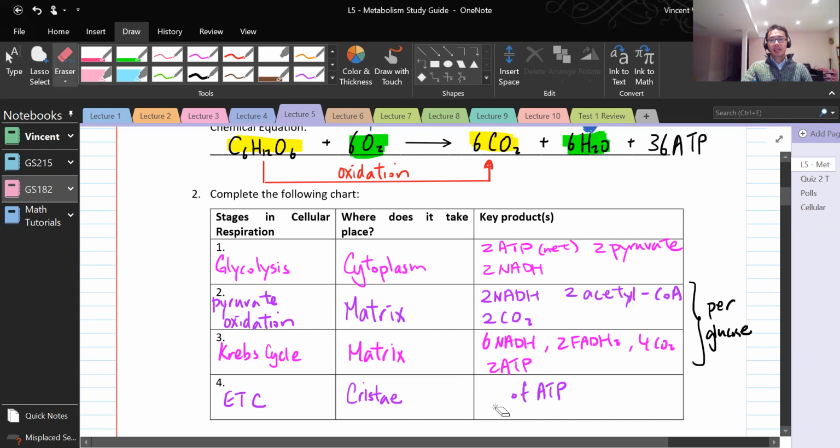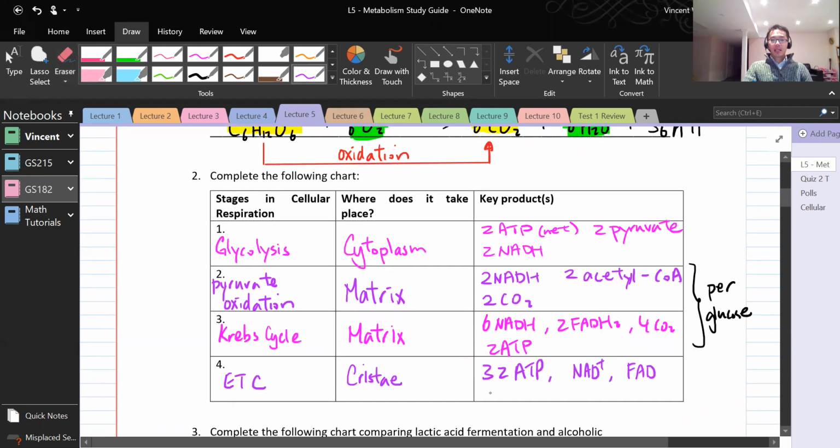Probably should say how many. So there's 36 in total. I already produced 2 here and 2 here, so that would be 32 ATP. You will regenerate the NAD plus and the FAD. After depositing the electrons in the ETC, they will go back to the first 3 steps and bring more electrons. And finally, we will generate the 6 water molecules.